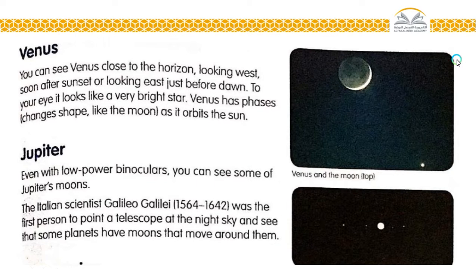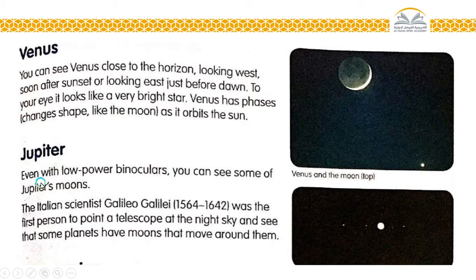Then we will understand other things about Venus. We're going to define, characterize, and compare Venus and Jupiter. Venus is close to the horizon, looking west soon after sunset, or looking east just before dawn. To your eyes, it looks like a very bright star. Look, this is Venus, a very bright star. Venus has phases, changing shape like the moon as it orbits the sun. This one is Venus, and this one is the moon.